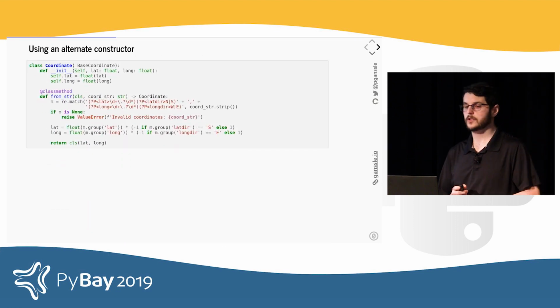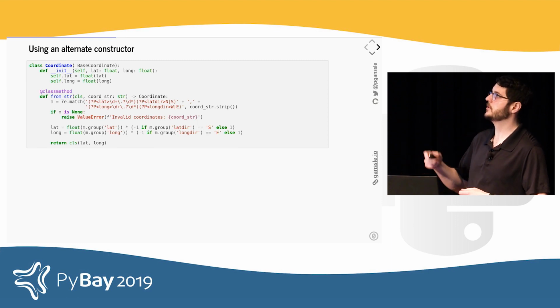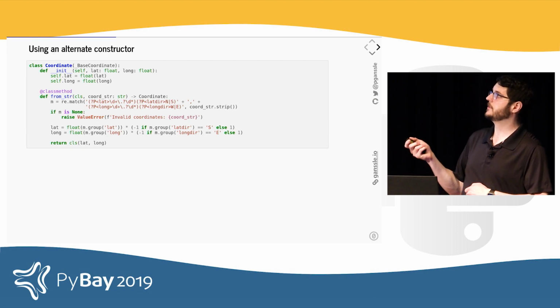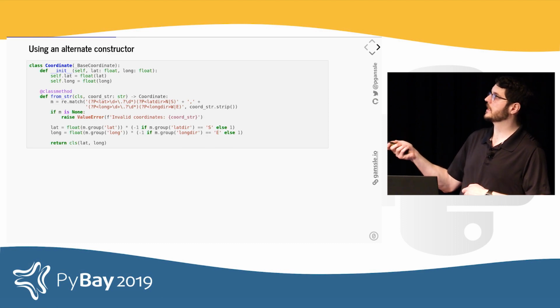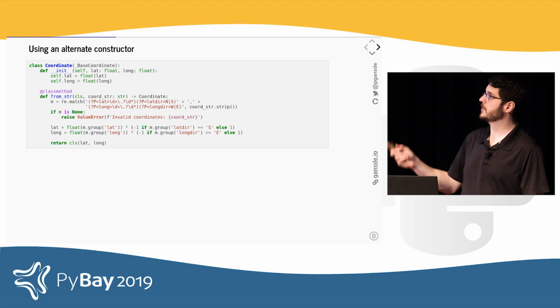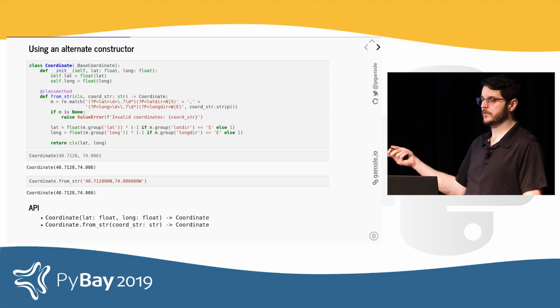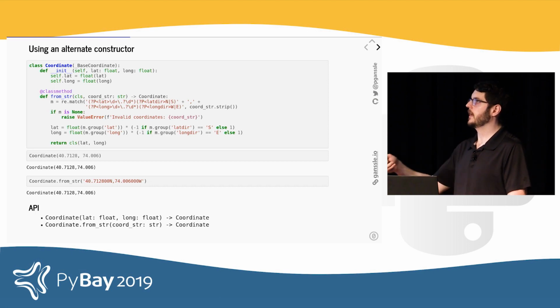So a solution to this is to use an alternate constructor. So instead of trying to pack two things into one function, I have two separate functions. I have the regular constructor, which just takes two floats. And then I have this alternate constructor, which is a class method. And it will construct an object of the type of the class based on this string parsing logic. And if you look at it, I get coordinate with two floats. I get the coordinate object back. If I get coordinate.fromString and a string, I get a coordinate back.